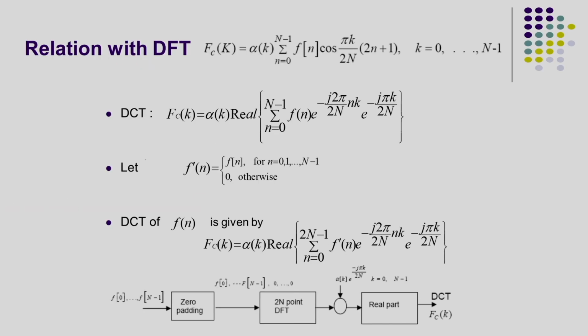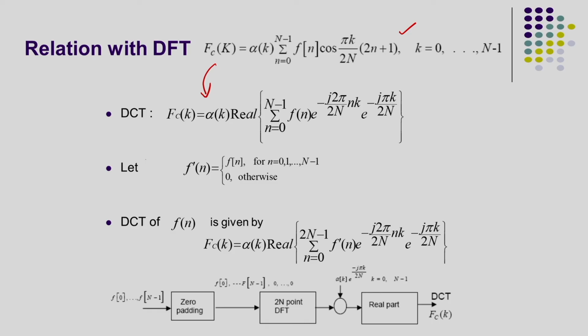Now, I want to show the relationship between the DCT and the DFT. So, in my first equation you can see here, this is the definition of the DCT. F_C(k) is equal to alpha k, sum over the input data sequence f(n), n is equal to 0 to n minus 1, f(n) cos pi k divided by twice n into twice n plus 1. So, this F_C(k) is the DCT.